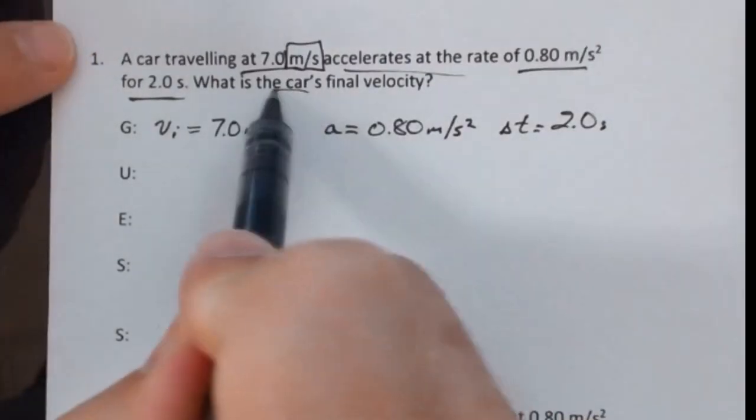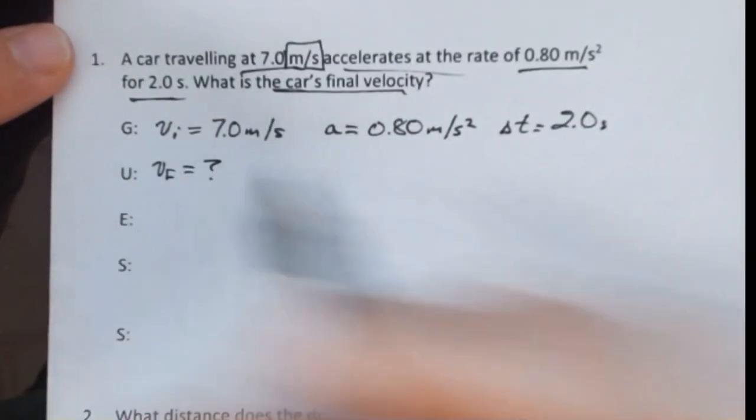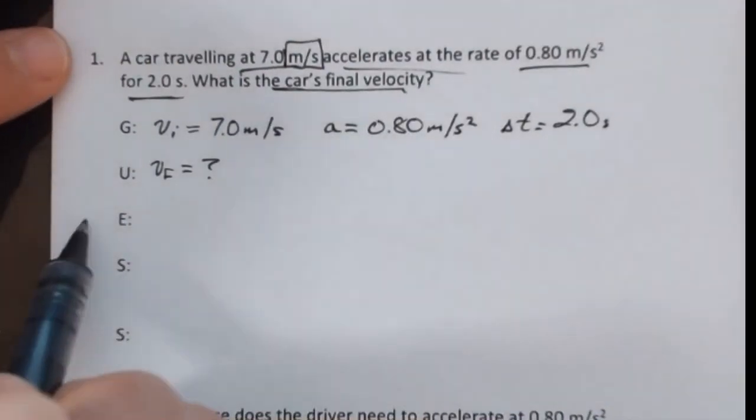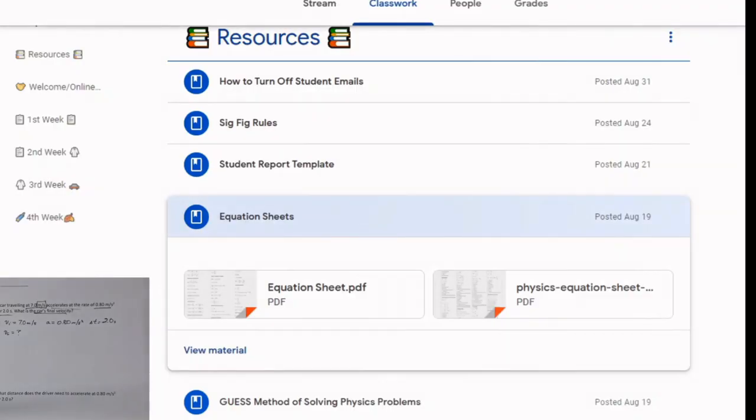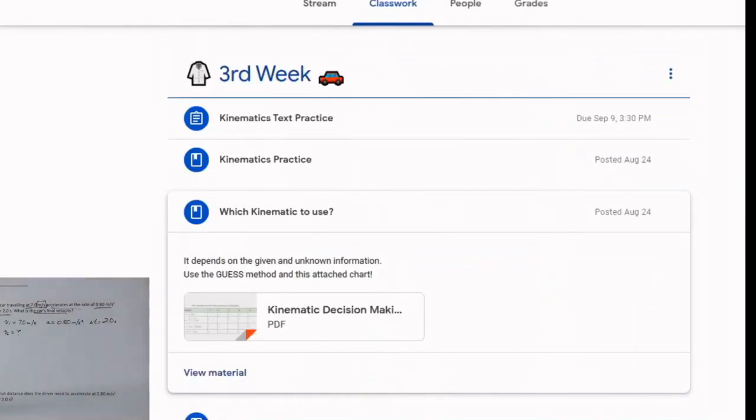So now we have to identify the unknown. It's asking about the final velocity, so that's v with a sub f. So we're just going to leave that as a question mark. Now we have to find the equation. And we're going to use our equation sheet to do that. That's under the Resources tab of our classwork. Now we've got about 4 to choose from there. Those are the kinematics equations. We're going to choose the one that helps us out given our variables.